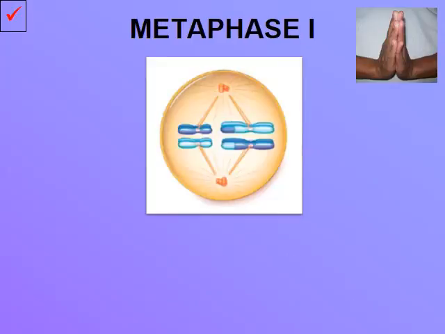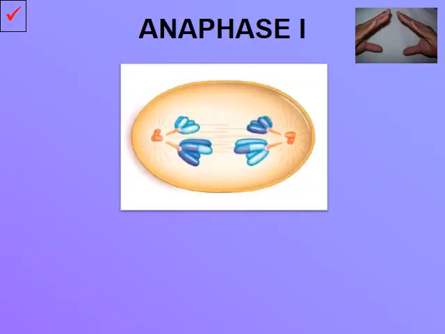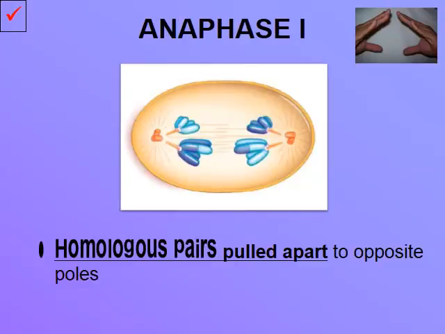So, metaphase 1. During metaphase 1, homologous pairs of chromosomes line up on what we call the metaphase plate. So both pairs of chromosomes line up on the center, just like we did with mitosis. During anaphase 1, the homologous pairs are pulled apart to opposite poles. So we go ahead and separate them.